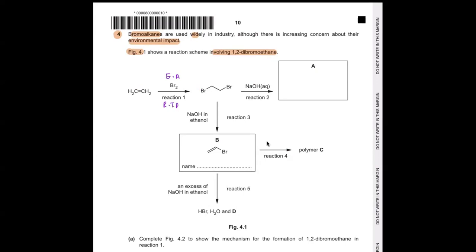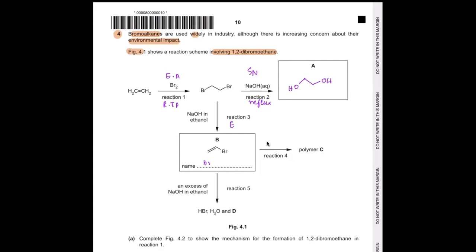Now, when we react with aqueous sodium hydroxide, reflux is needed. And this is a nucleophilic substitution. So what happens? Both the bromines get substituted with OH. In reaction 3, NaOH in ethanol, we are getting a product where a bromine and a hydrogen on the neighboring carbon are eliminated. So it's an elimination reaction. Okay. And they are asking for the name of this product.